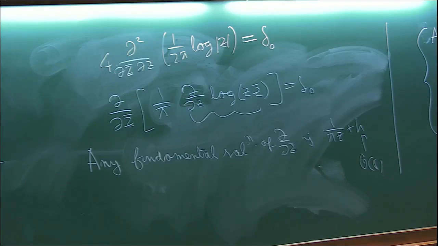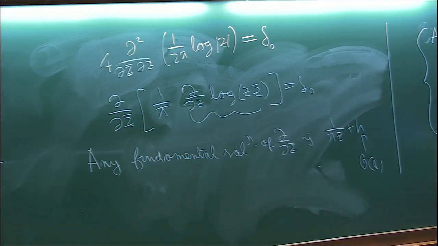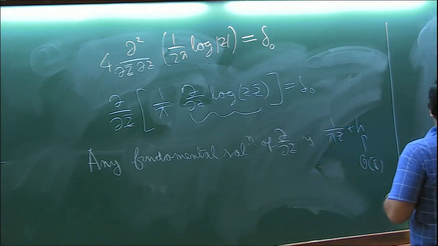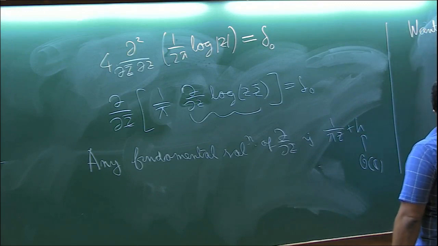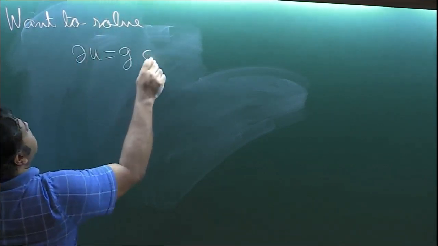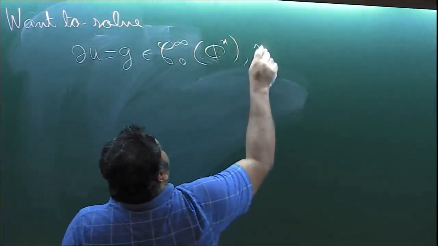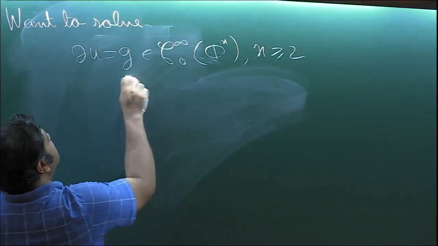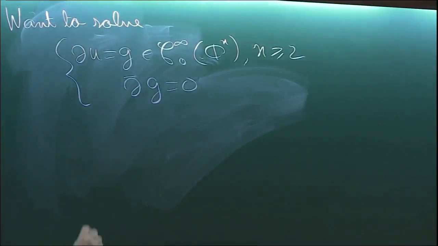Okay, so I have this formula now, and let me try to use it to solve the compactly supported problem in several variables. So now, we want to solve d bar u equal to g, where this g is C infinity with compact support in Cn, n greater than or equal to 2, and d bar g is equal to 0.